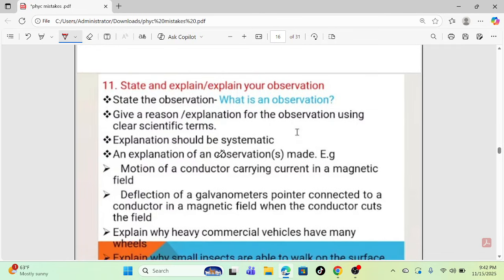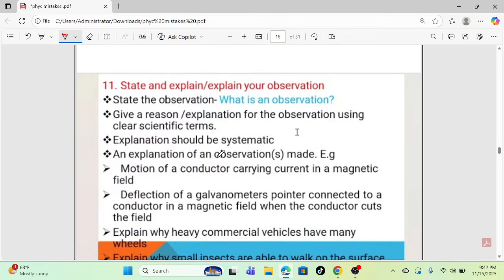Look at this also. State and explain your observation. State the observation. What is an observation? You have to state the observation. Now, tumesema observation nini? It is something that is detectable by your common sense.